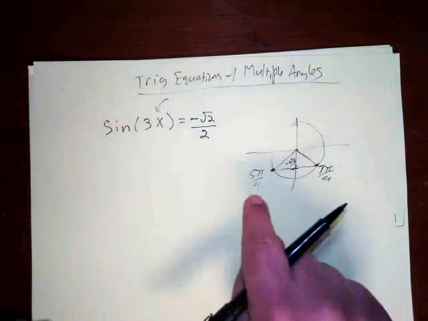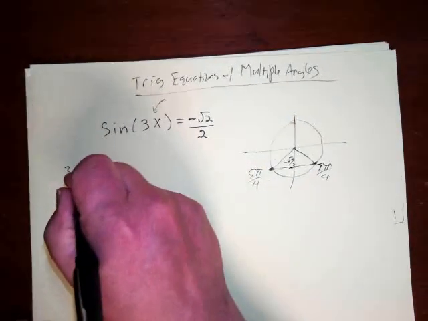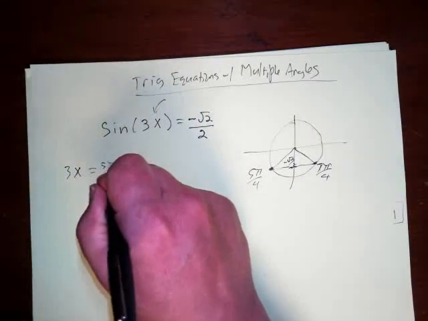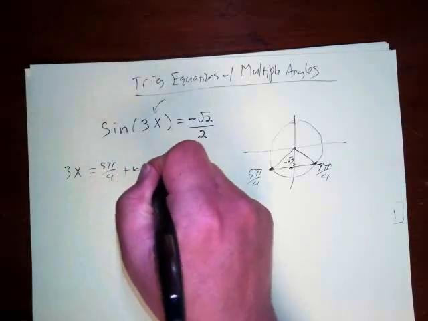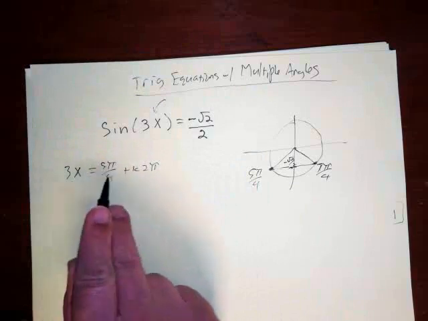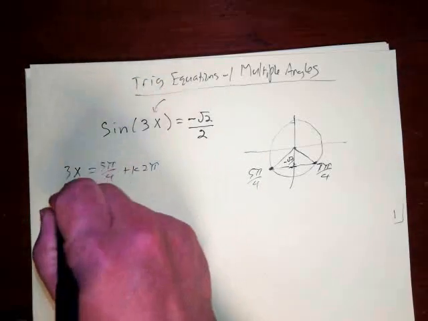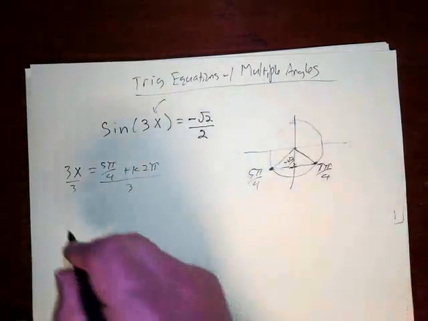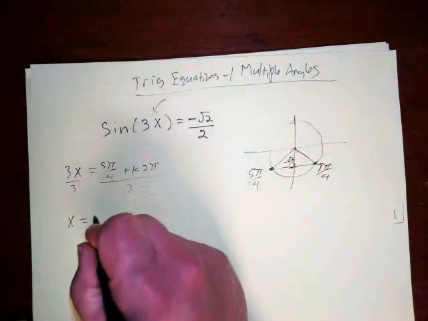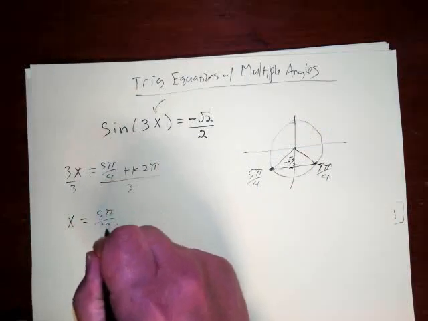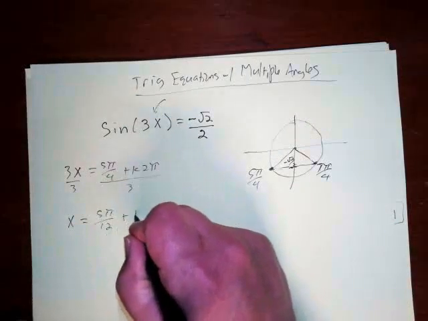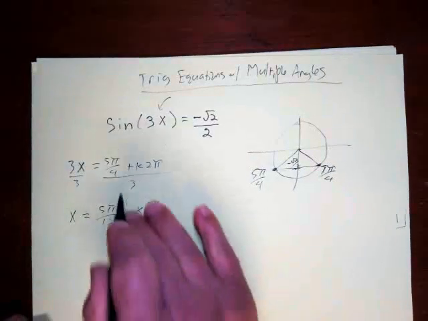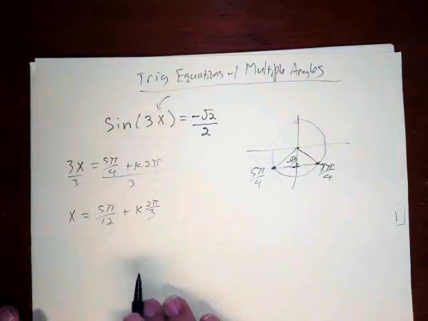So basically, you're just setting it up like before, but now instead of x equals 5 pi over 4 plus k times 2 pi, 3x has to equal that. And then you have one extra step. You just divide both sides by 3, and this becomes x is equal to 5 pi over 12 plus k times 2 pi over 3. So I'm dividing this by 3 and that by 3.